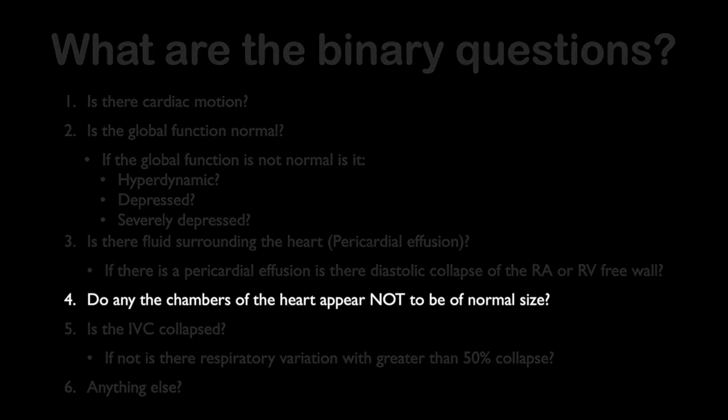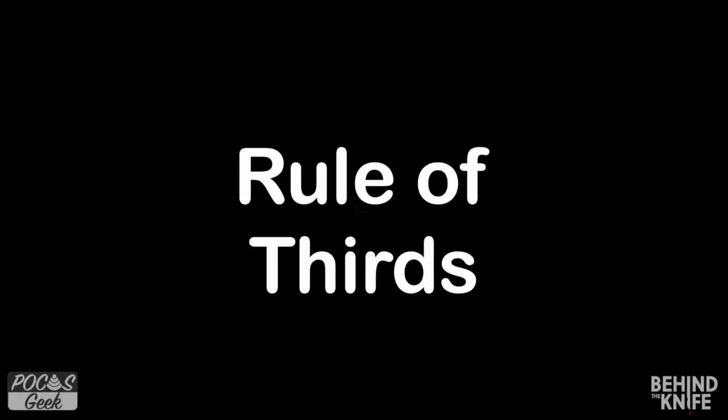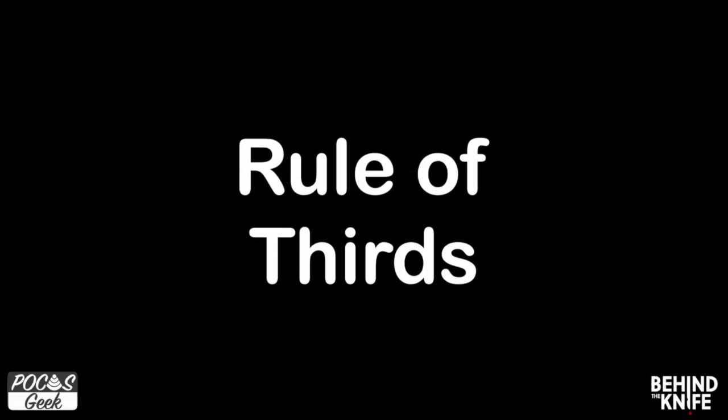So the first thing I want to worry about is, are any of the chambers of the heart not normal size? Are they large? We can do this with what we call the rule of thirds, by just visual observation. We don't need to do any large in-depth measurements.